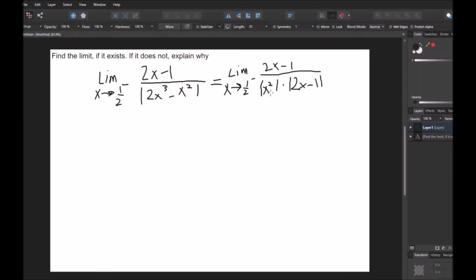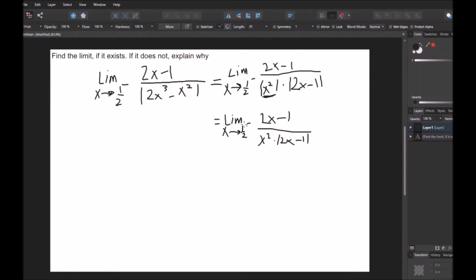Now, if you think about it, whatever we plug in for x, this term will always come out positive because it's x squared. So for all intents and purposes, we can get rid of that absolute value sign right there. And we're going to have the limit as x approaches 1/2 from the left of 2x minus 1 over x squared times the absolute value of 2x minus 1.